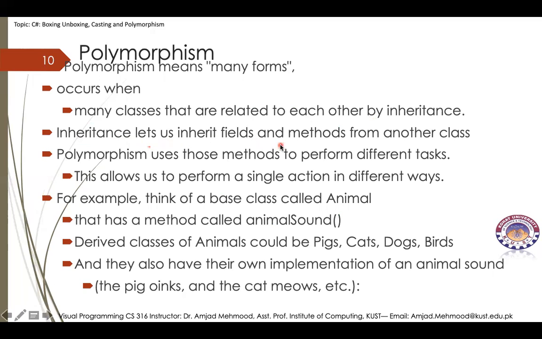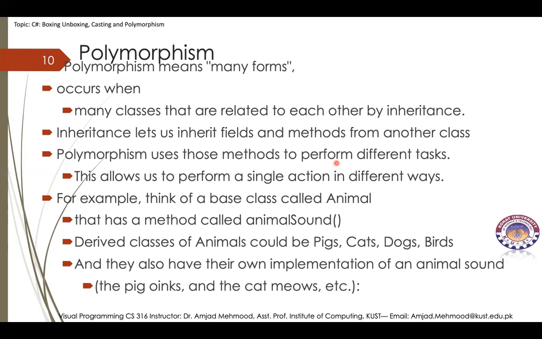Inheritance lets us inherit fields and methods from another class, which is normally the parent class. Polymorphism uses those methods to perform different tasks. So in polymorphism, you have a parent class and a child class, and as they have the same method signature, they will perform different tasks according to their specification. As you know, in inheritance, a parent class is normally called a generalized class, and the child class is normally called a specialized class.